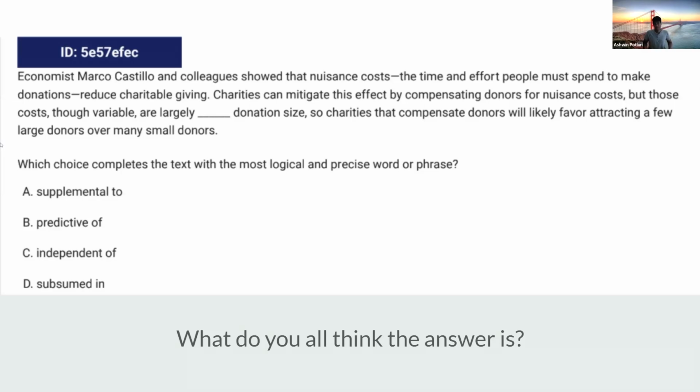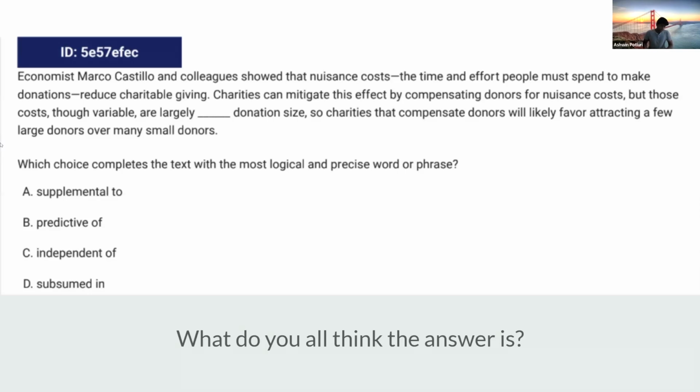Charities can mitigate this effect by compensating donors for nuisance costs, but those costs, though variable, are largely donation size. So that's to the left. And now let's take a look to the right. So charities that compensate donors will likely favor attracting a few large donors over many small donors. So let's take a look.